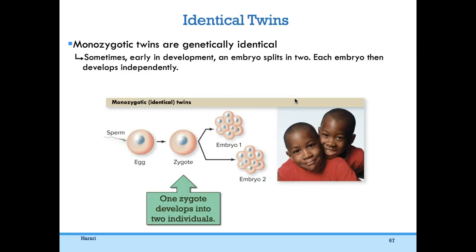So most of the time, the zygote will just go on to form a single organism. But sometimes that zygote can split. And that would give us identical twins. So monozygotic twins are genetically identical. They're clones of each other. Because at some point, the zygote splits into 2 and gives us 2 separate embryos. And since the zygote had the same genes, that means each embryo will have the same genes. So these are clones. These are identical, and that's why we call them monozygotic. They came from one zygote.